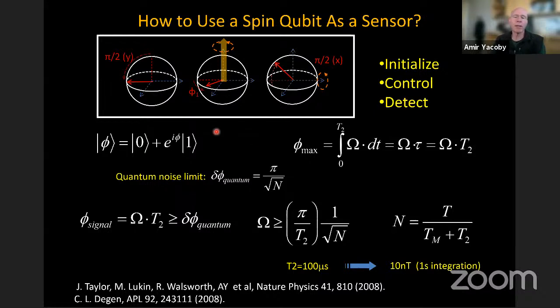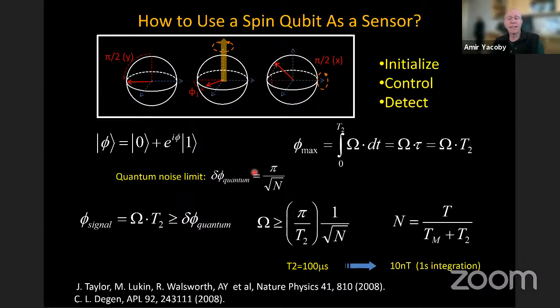So what's the connection between this 2-level system and magnetic field sensitivity? Imagine we initialize this state in the North Pole on the 0 state. We then control it to rotate this spin into the equator, which forms this quantum mechanical superposition of 0 plus 1. And now in the presence of an external magnetic field, this spin will precess and acquire a phase. And the time that we can precess is simply given by the coherence of this defect. So if we have an unknown field omega, the phase that will accumulate is going to be omega times the coherence time T2. This is our signal.